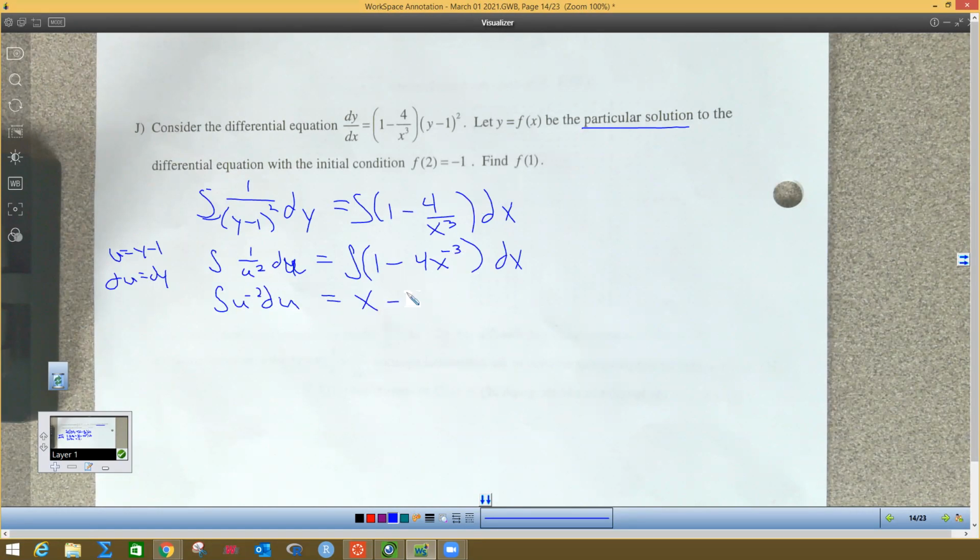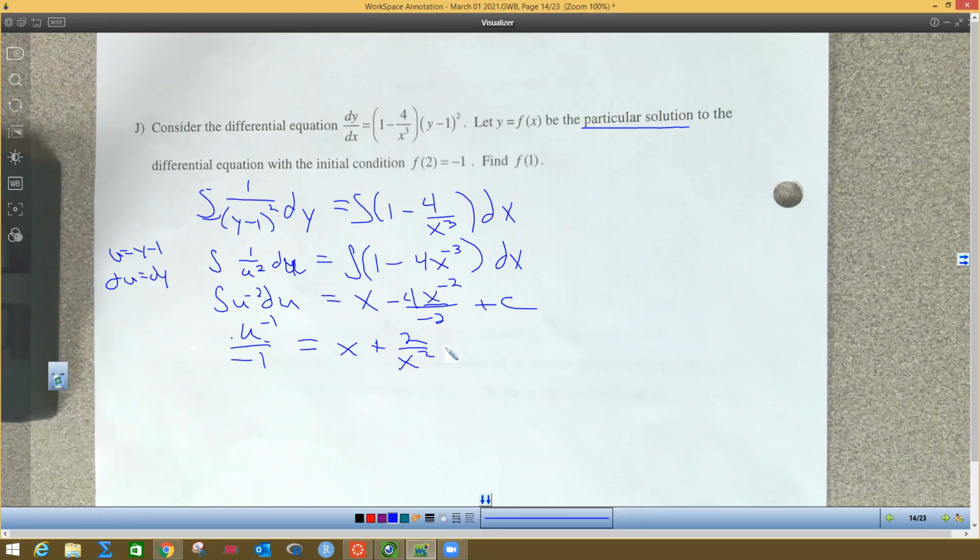The integral of negative 4x to the negative 3 is: I add 1 to negative 3, and I stick that underneath. And then I've got plus c over here. On this side, I've got to add 1 to negative 2, which gives me u to the negative 1 all over negative 1. And then over here, I'm going to reduce this: negative 4 over negative 2 becomes a plus 2. I'm going to move that x to the second back down.